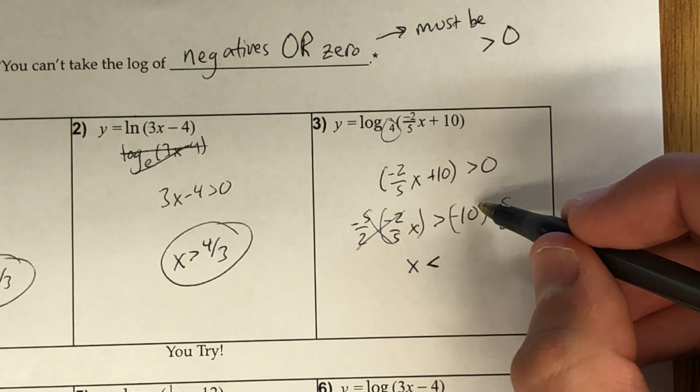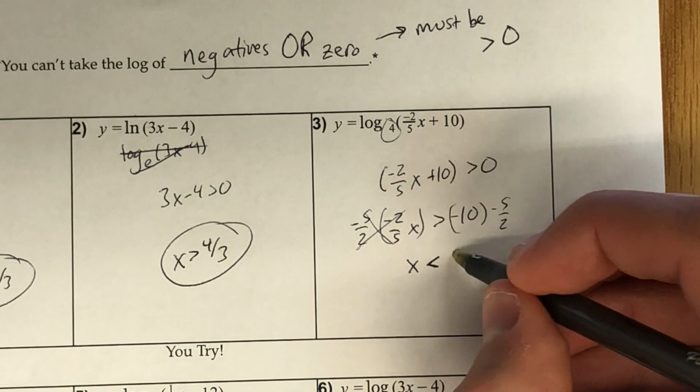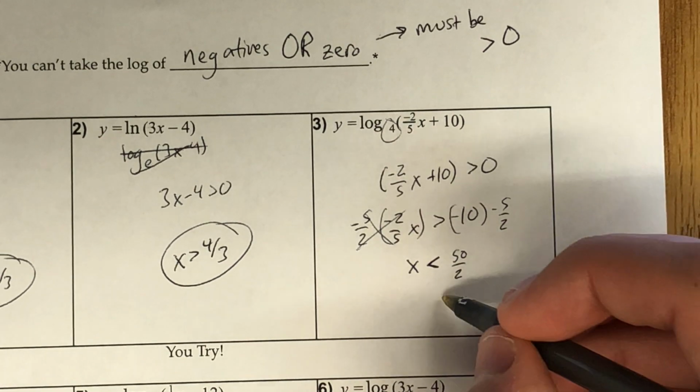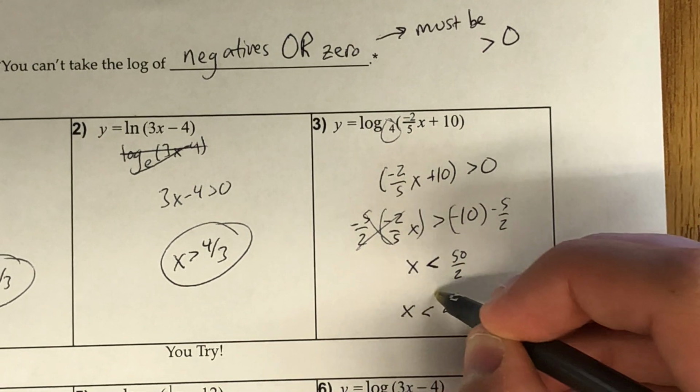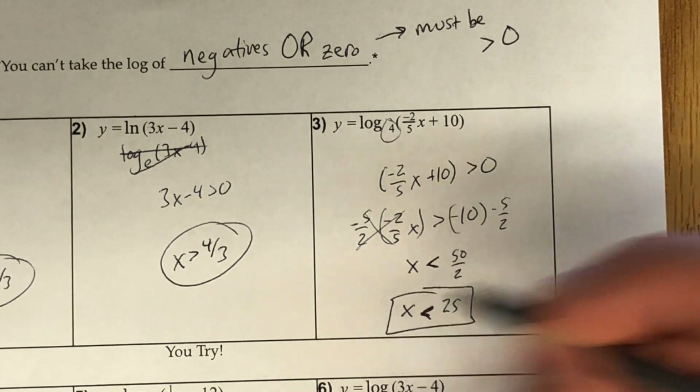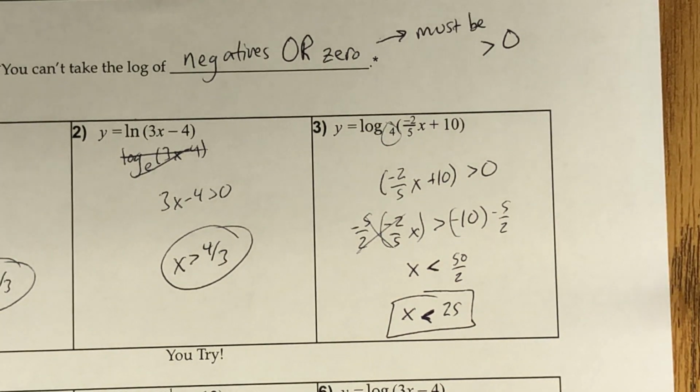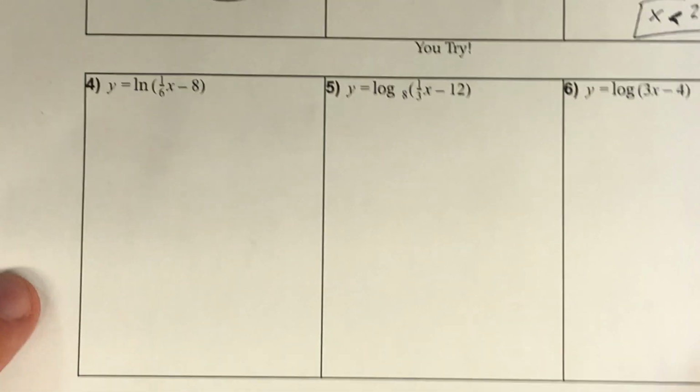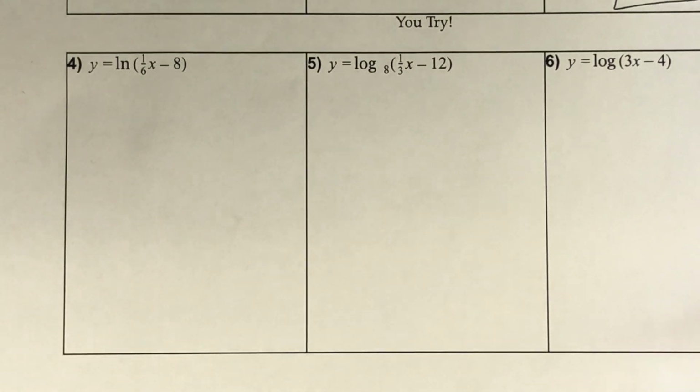And -10 times -5 is 50. 50 divided by 2 is 25. So we get x is less than 25. Okay. All right, why don't you take a moment, pause the video, and try these two. Pause.